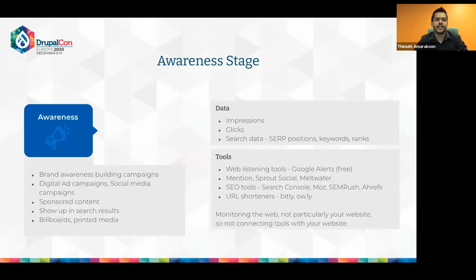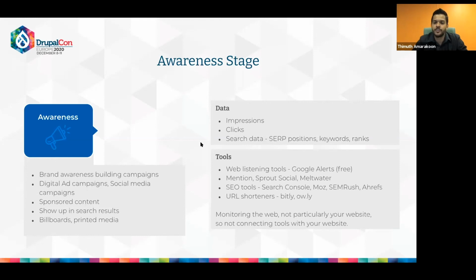So in the first stage, like I said, this is mainly focusing on the brand awareness, like digital ad campaigns, sponsored content, or maybe your site is showing up in results in search engines, or it can be non-digital ways like billboards and printed media as well. So the brand awareness will generate impressions. When users see your brand, that's generating an impression. So that's something you can track with these awareness stage actions. And if the users are interested in these impressions, they will click. So that's another thing you can capture.